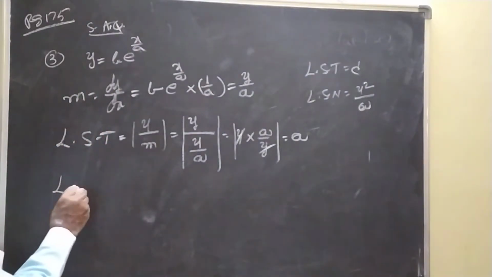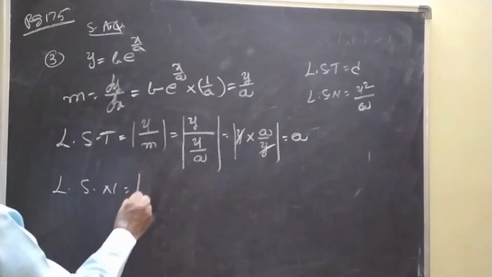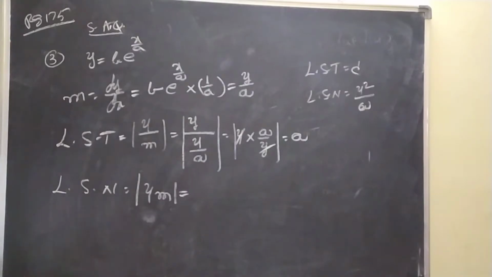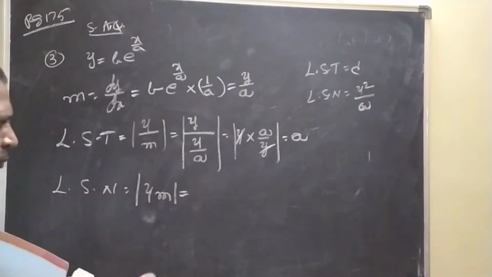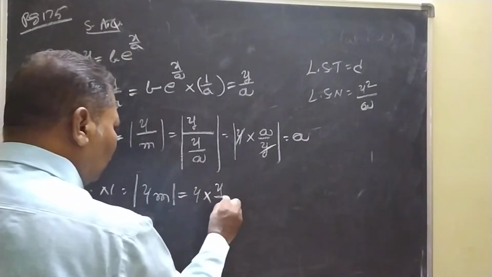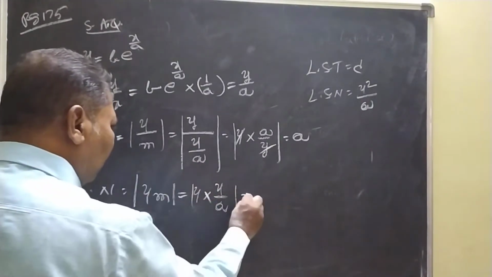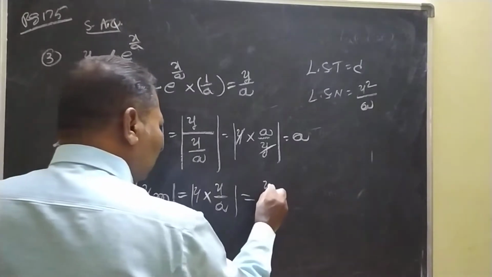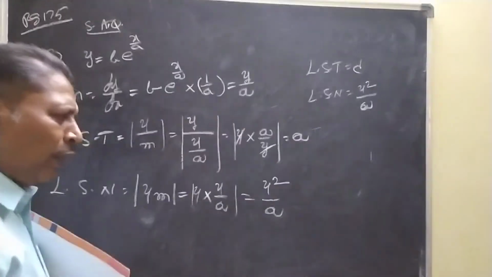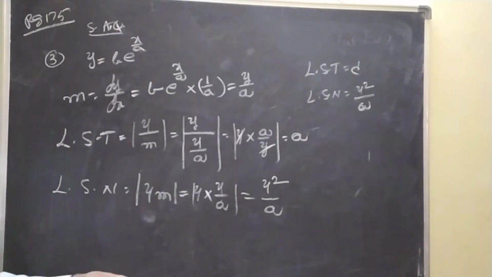Take length of the subnormal, y into m. Y into m value y by a. So that is y square by a.